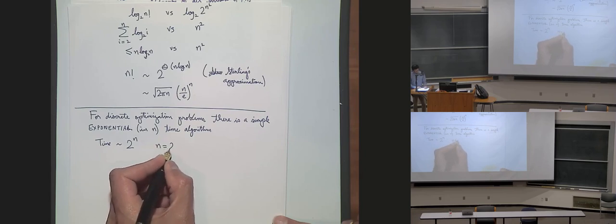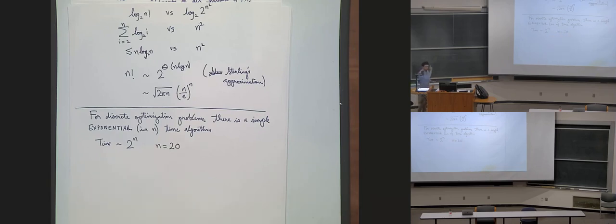So if n is equal to 20, could you solve this on a computer? Say the running time is 2 to the n. What is 2 to the n roughly, where n is 20? A million. It's about a million, because 2 to the 10 is 1,000. 2 to the 20 is a million. A million, you could probably solve this.